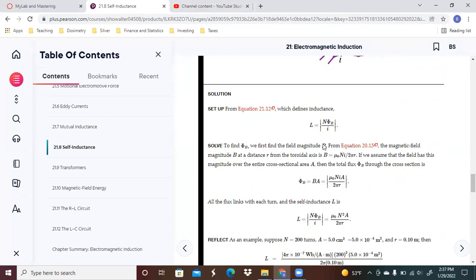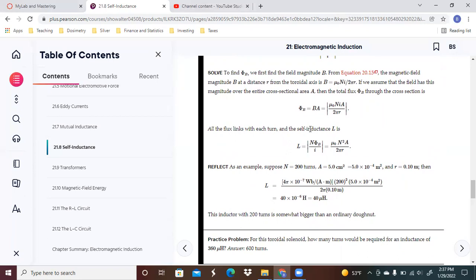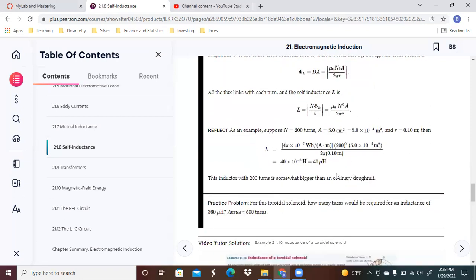We know that for a toroid, B is equal to this particular equation. If we assume that the field has a constant magnitude over the entire cross-sectional area A, in other words, it's not cutting short out of that particular area, then the flux is going to be the product of B times A, which is basically all of this multiplied by A. All the flux links with each turn, and therefore the self-inductance is going to be the product of this times the rest of this, and we end up with this. If we have certain numbers that we can plug in here, we can figure out what that self-inductance is. Mutual inductance and self-inductance are both going to be measured in henries.